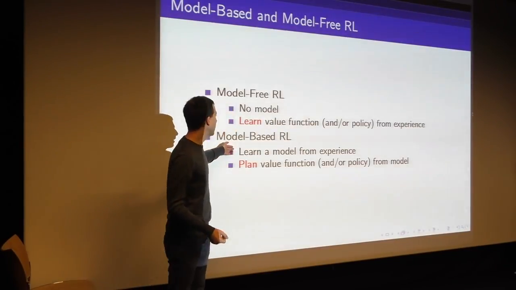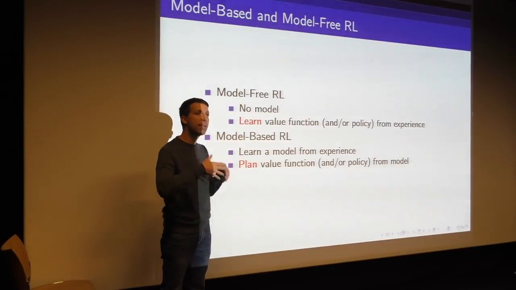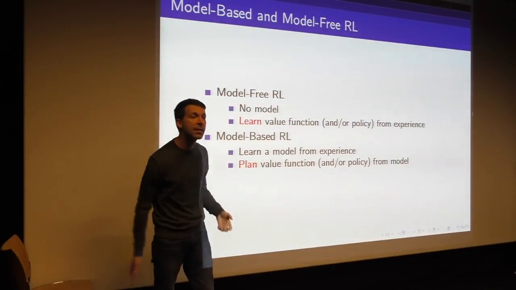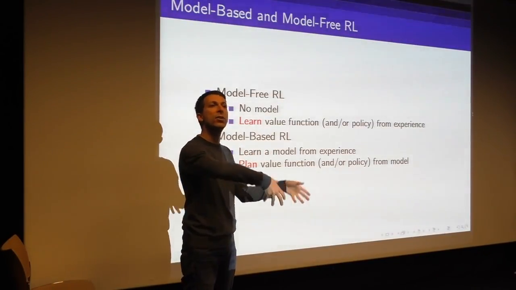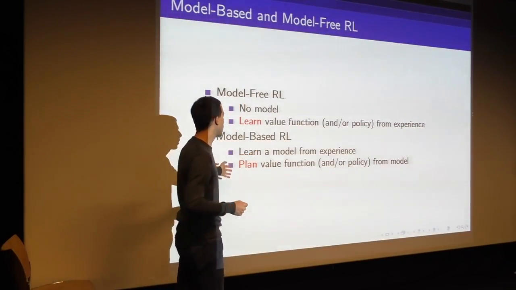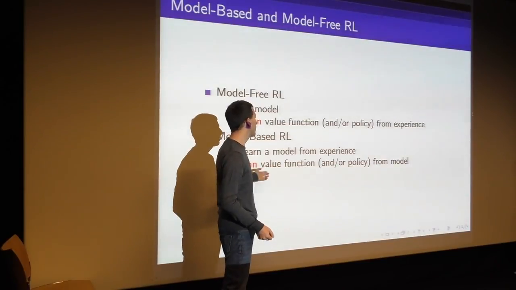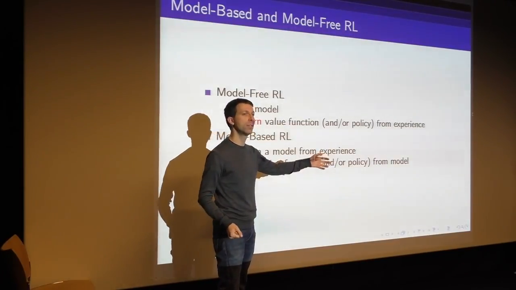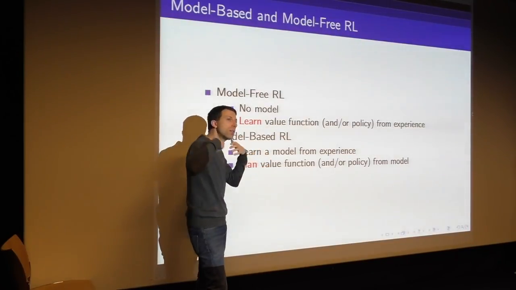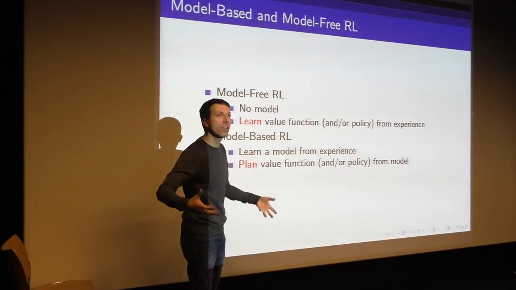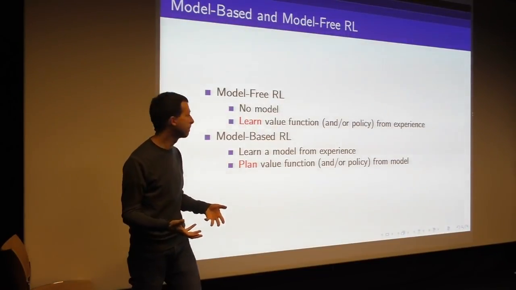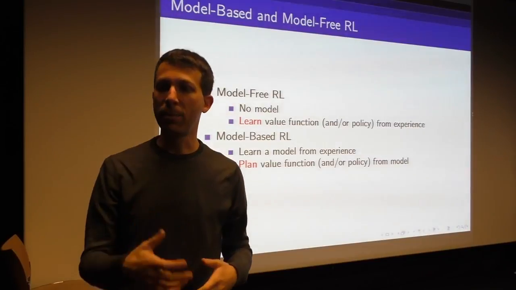That means specifically anything where the agent explicitly represents and learns a model from experience. So now it sees its experience, and it uses that experience to construct an estimate of these transition dynamics and rewards. And it then uses that model to plan a value function and/or policy from the model. What we mean by planning is basically using a model to look ahead, to think, to compute, to figure out what the right value function or the right actions are to select in this environment. We'll see more examples of that as we go through.